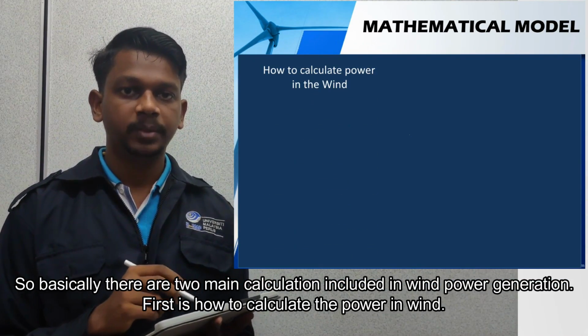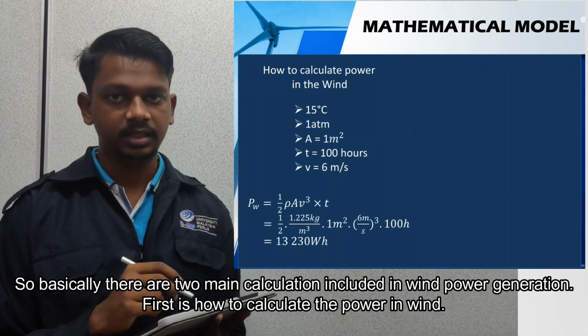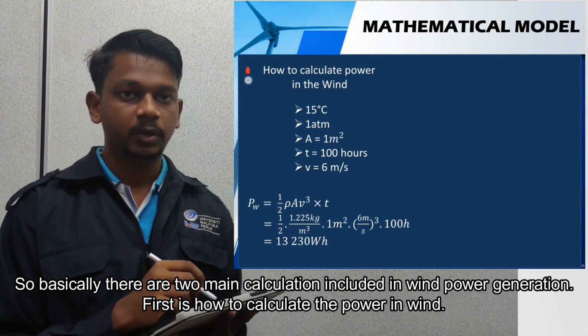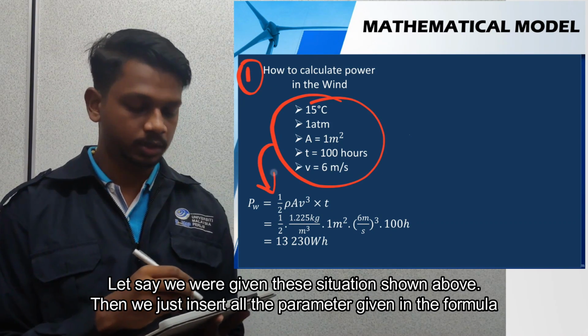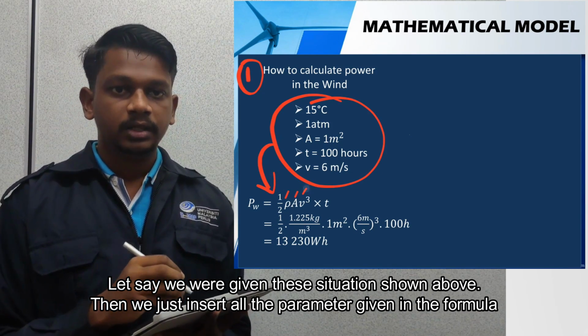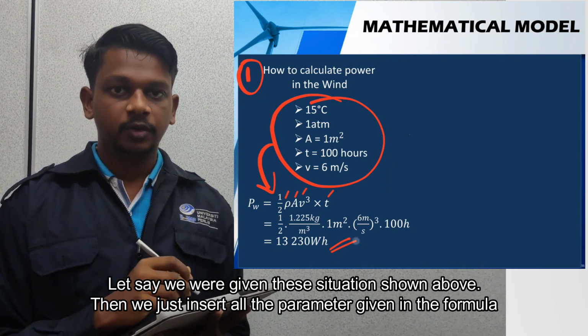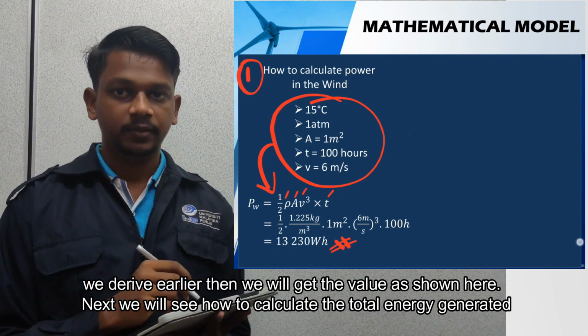So basically there are two main calculations included in wind power generation. First is how to calculate the power in wind. Let's say we were given this situation shown above. Then we just insert all the parameters given in the formula we derived earlier, and then we will get the value as shown here.